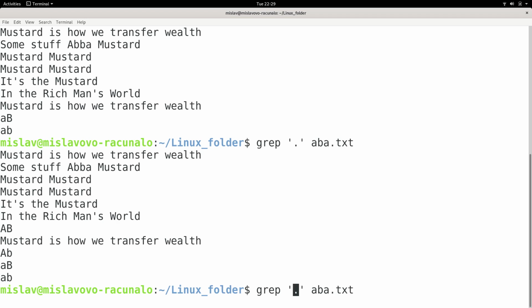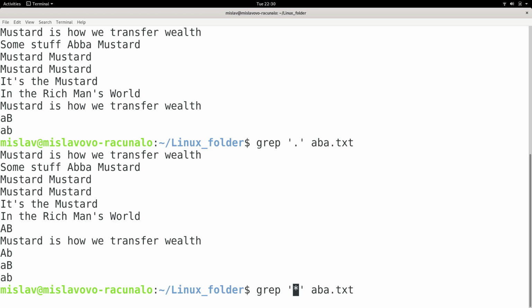Then we have a star, and a star means 0 or more characters. You always have to put a letter in combination with the star, or instead of a letter you can use any character, but if you use a special character, you have to be careful. What I'm trying to say is that a star has to be preceded by a character, because a star denotes 0 or more characters in regular expressions.